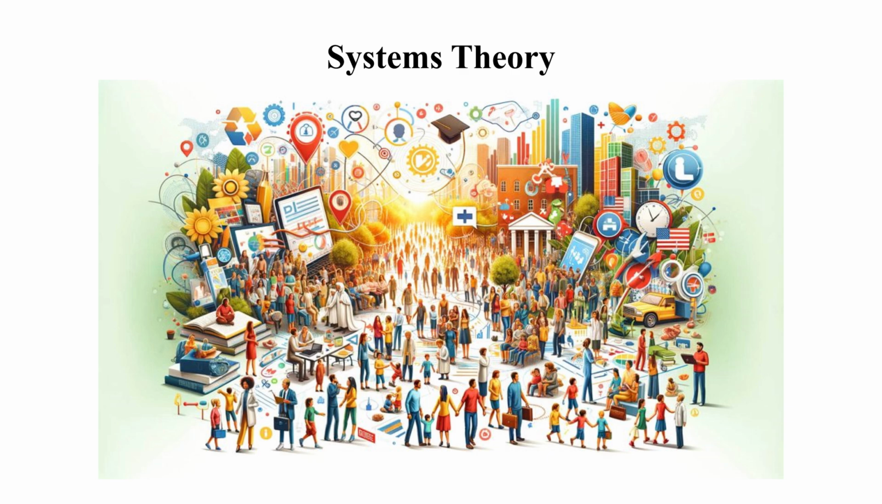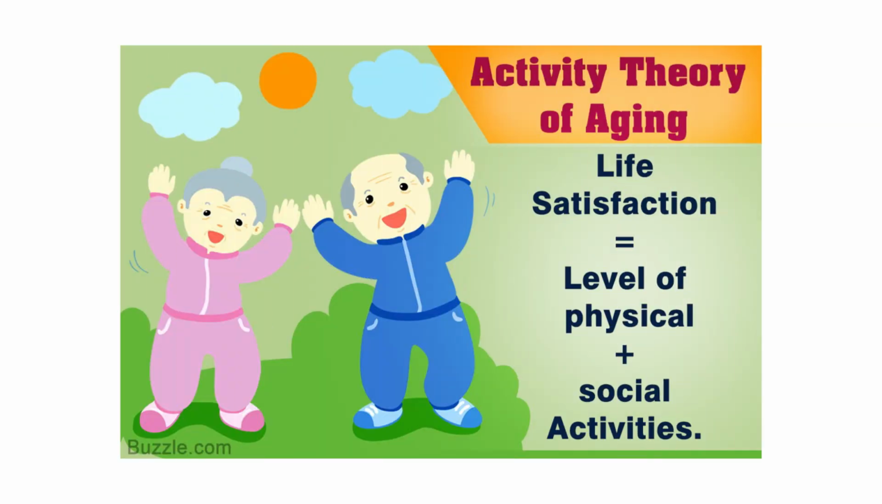The next theory which we are going to discuss is activity theory. Activity theory is about successful aging and contends that people develop ideas about themselves and their identity from two major sources: the activities carried out by the individuals and the functions they discharge in their life.